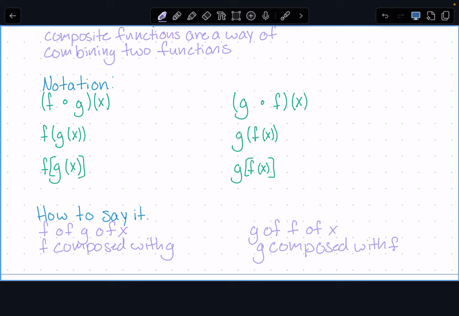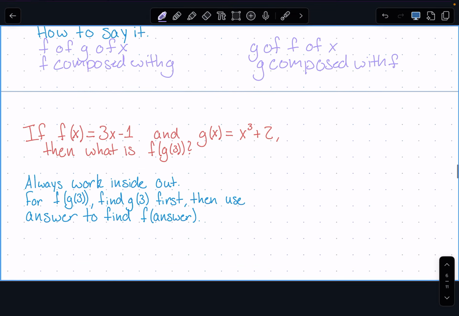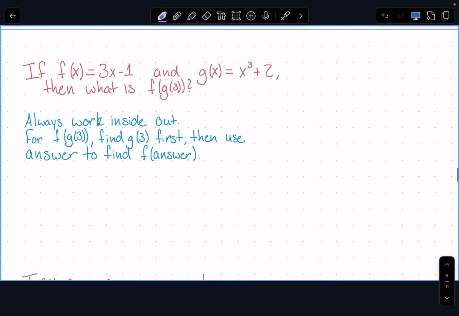So when on your homework there is a question that looks like this, and then there's a question directly after it that looks like this, those are the exact same thing. It's the exact same question, exact same answer, exact same process. They mean the exact same thing. Okay?